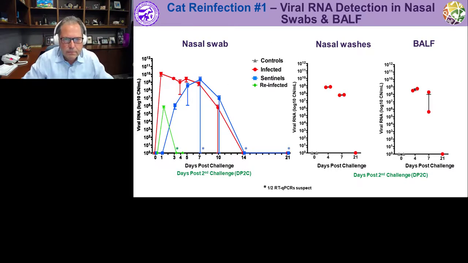And these are the results. If we look at viral RNA detection in nasal swabs, as shown here, the principal infected are in red, the sentinels in blue, and in green now we see the reinfected animals. So there was some RNA shedding on day 1, but the animals were negative on day 3 and 4. And if we look at nasal washes on day 4 at necropsy, there was 1 animal which was positive, but the others were negative. If we look at BALF, all BALF were negative at the time of necropsy, 4 days post-reinfection.